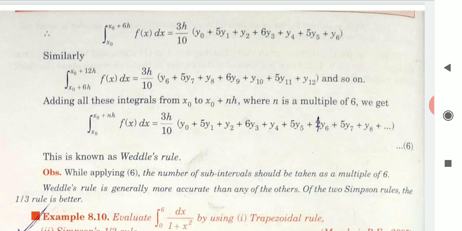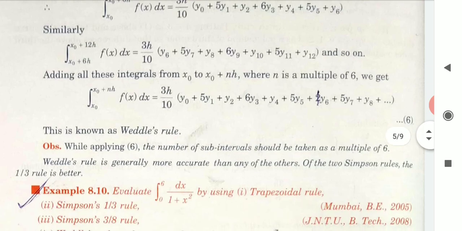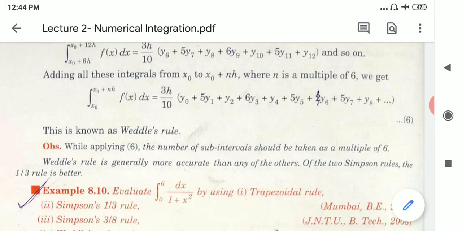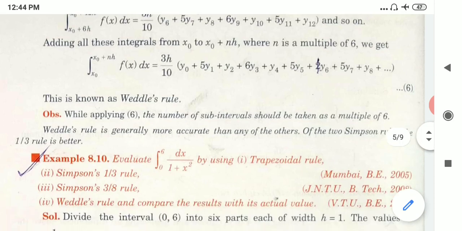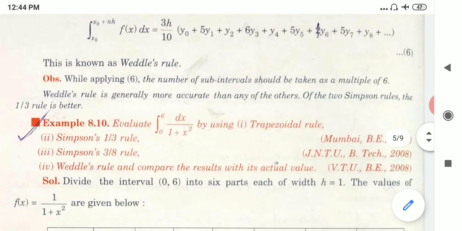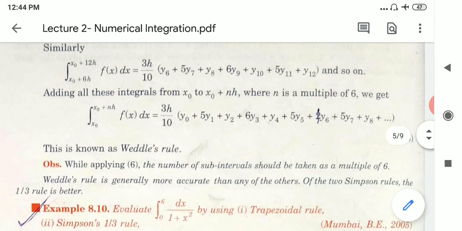It is there in our syllabus. It has very much importance. Every rule is important. But yes, Weddle's rule, because it is approximating by a 6th order curve, is going to be more accurate than any other. Okay, in the next class we will solve some examples related to these 4 rules.